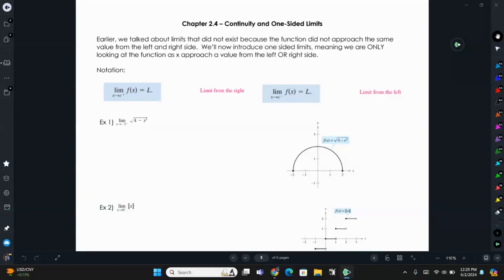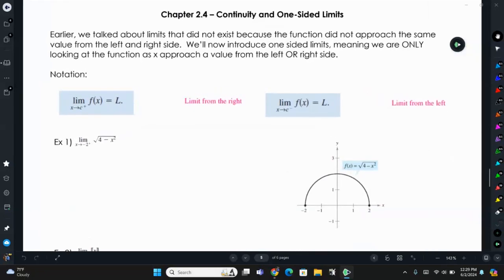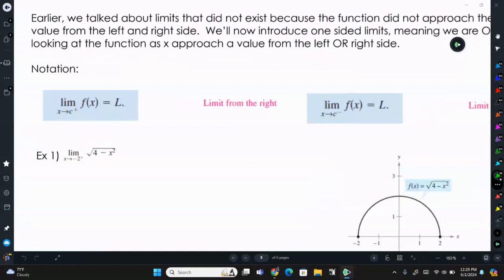Today's lesson is pretty short because we did a lot of the heavy lifting for this lesson at the beginning when we talked about limits from a graph, and we looked at the left and right side of the graph and if our function approached the same value. Today we're going to talk about one-sided limits, where we're just focusing on either the left side or the right side.